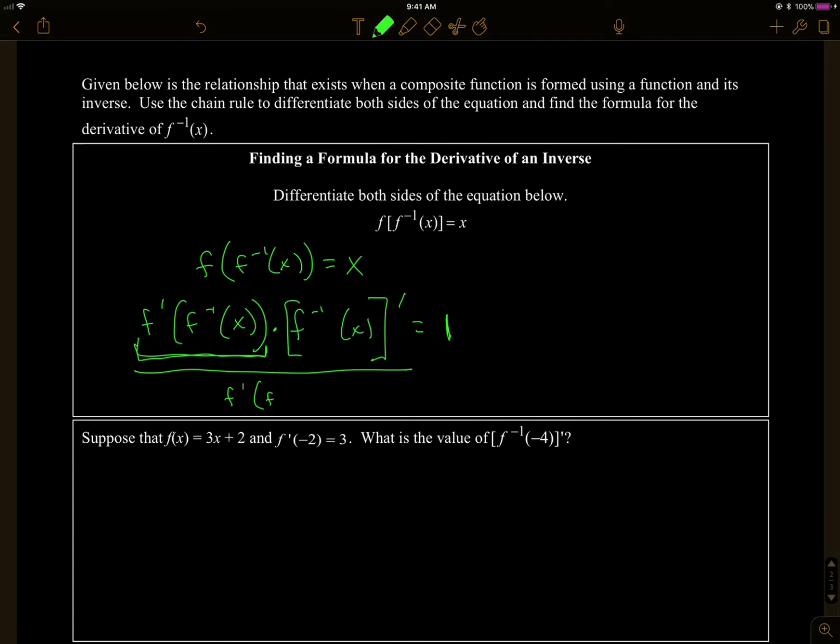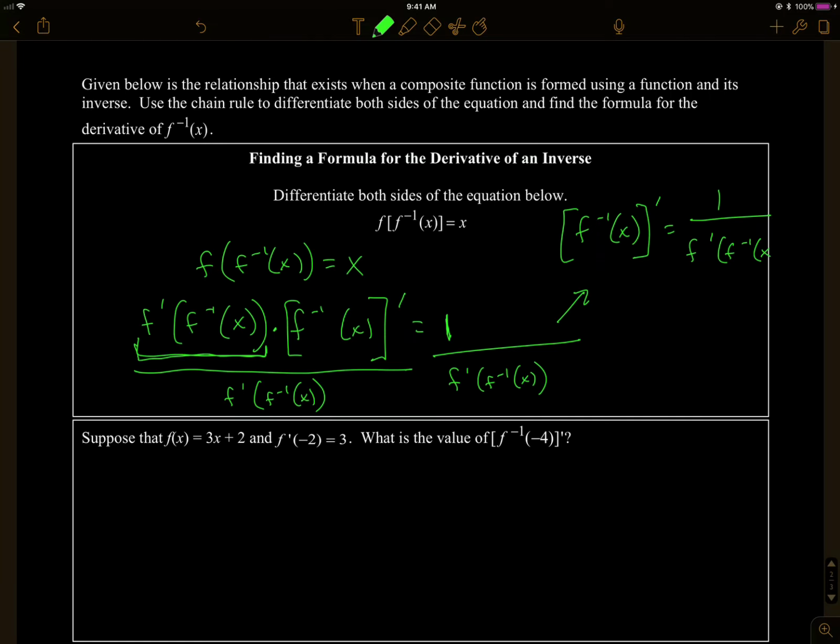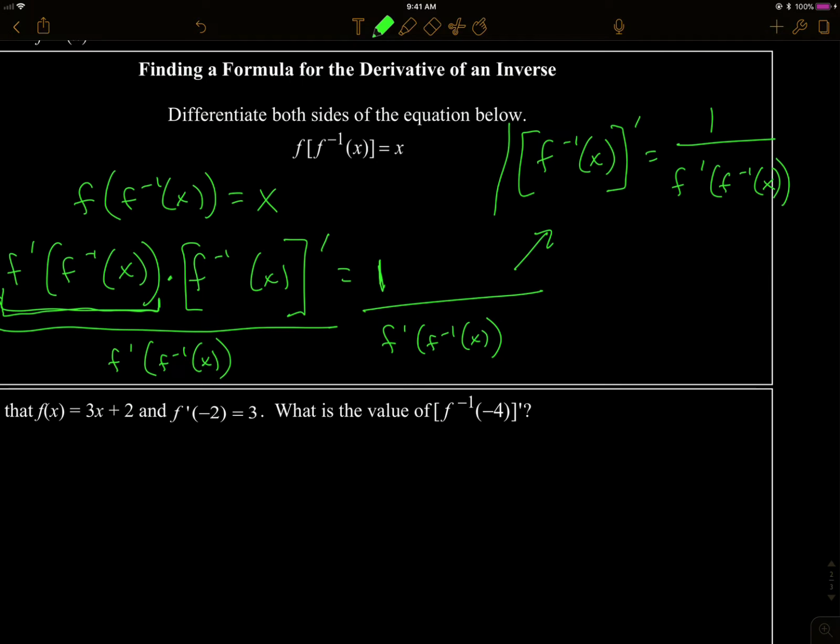Now we want to solve for the derivative of f inverse, which means I can get rid of all this stuff by dividing both sides by that. So that's my f prime of f inverse of x. I divide both sides by that. On the left side it cancels. And so I get f inverse of x, the derivative of that. So the derivative of f inverse is equal to 1 over f prime of f inverse. So I have to do that composition there. And that does not undo it because it's f prime of f inverse. It's not f of f inverse.